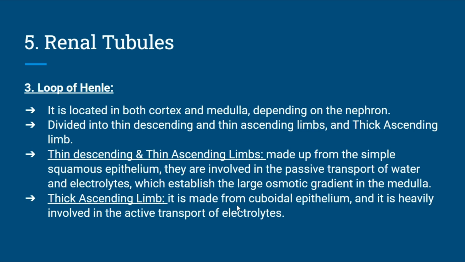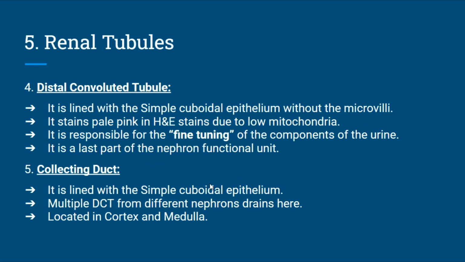The thin descending and thin ascending limbs are made from simple squamous epithelium. They are involved in the passive transport of water and electrolytes, which establish the large osmotic gradient in the medulla. And it's a very important part. You'll learn more about this in the physiology lecture. The next part is the thick ascending limb, which is made from cuboidal epithelium, and it is heavily involved in the active transport of electrolytes.